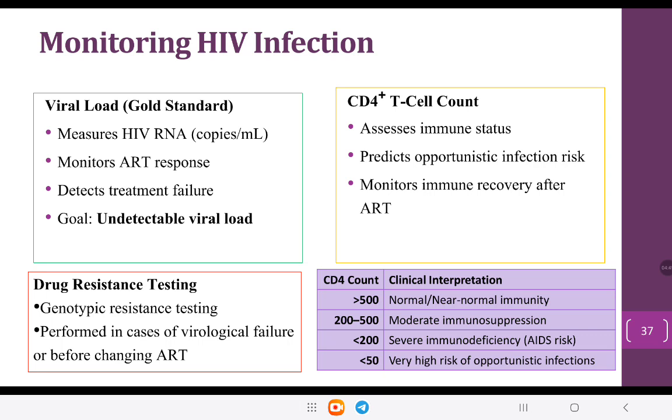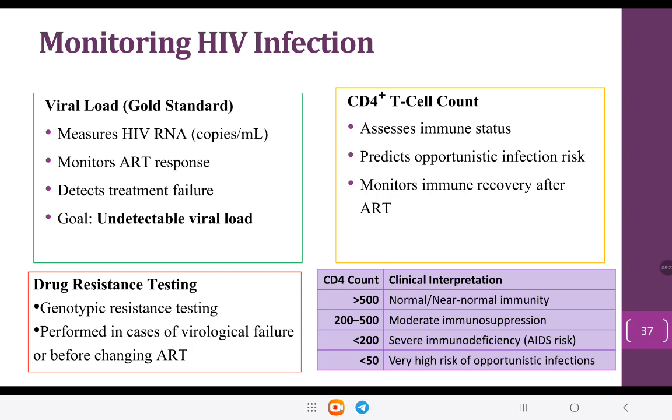For drug resistance, we use a genetic resistance test to find which gene is resistant to the drug. It is performed in the case of virological failure, before changing the ART, or when we find an increase in the viral load after starting ART treatment. A CD4 T cell count can also be used to assess the immune cells of the patient. It predicts that as the count decreases, we expect the risk of opportunistic infection to develop in this patient.